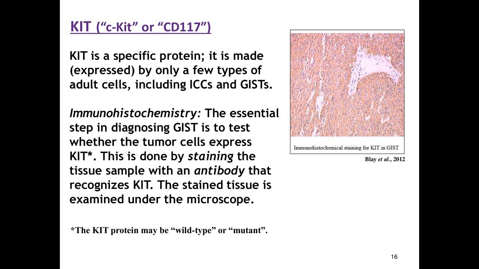And if it is expressing KIT, then that's very strong evidence, almost conclusive evidence, that the tumor really is a GIST. And by the way, the protein that's expressed may be a mutated version of KIT due to a mutation in the KIT gene, or it could be the wild-type, normal version of the KIT protein. That happens too, but whether it's mutant or wild type, it is expressed by the cells.